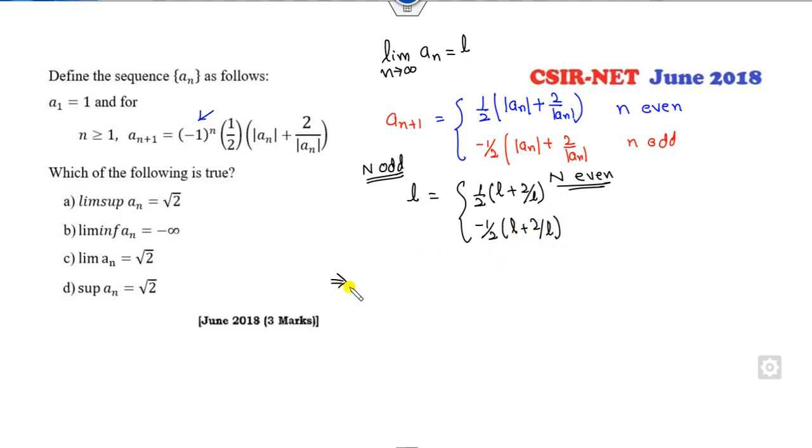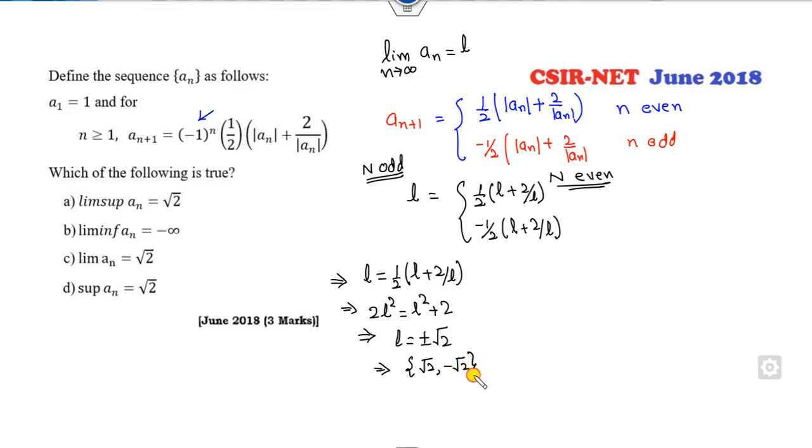So I can solve this. Firstly, I can solve half L plus 2 over L. So what is that? It's 2L equals L squared plus 2. So L is plus or minus root 2. There are two values, plus root 2 and minus root 2. This is my infimum, this is my supremum. So supremum is root 2, infimum is minus root 2. Now since it's a question of part B, only one correct option, so we can discard the others.